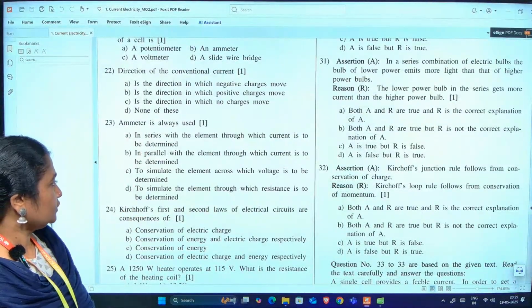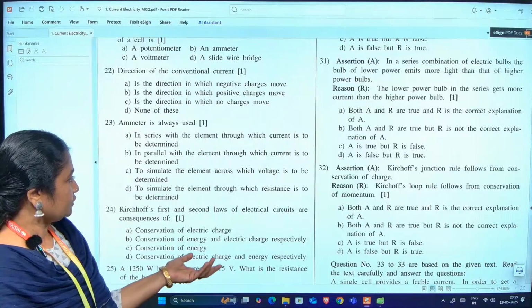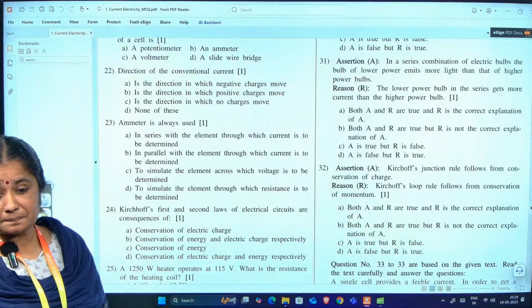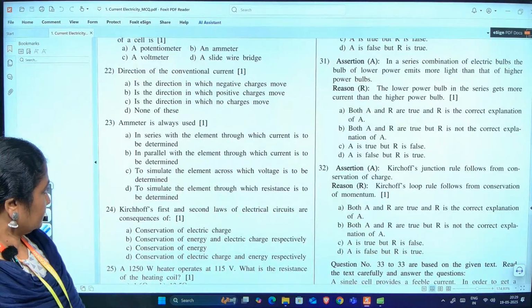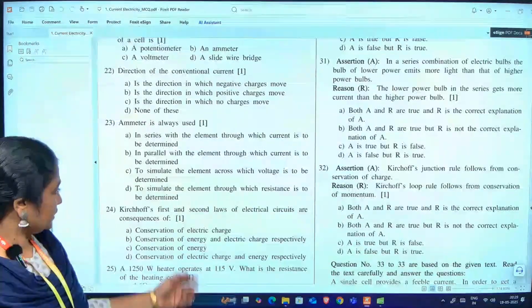Kirchhoff's junction rule follows from conservation of charges. Kirchhoff's loop rule follows from conservation of momentum. R is false, A is true.